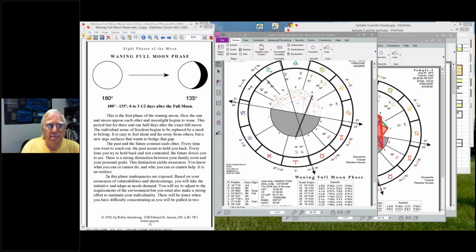It's an instinct. Now that's interesting. It's an instinct that hits the nerve of the moon being the instinct, being the focus of the pattern type. So it puts power on the moon, and here we have the moon's instinct, knowing what it can or cannot do, but the pattern type is trying to make it, I've got to fix what's missing. In this phase, inadequacies are exposed. Based on your awareness of vulnerabilities and shortcomings, you will take the initiative and adapt as needs demand.